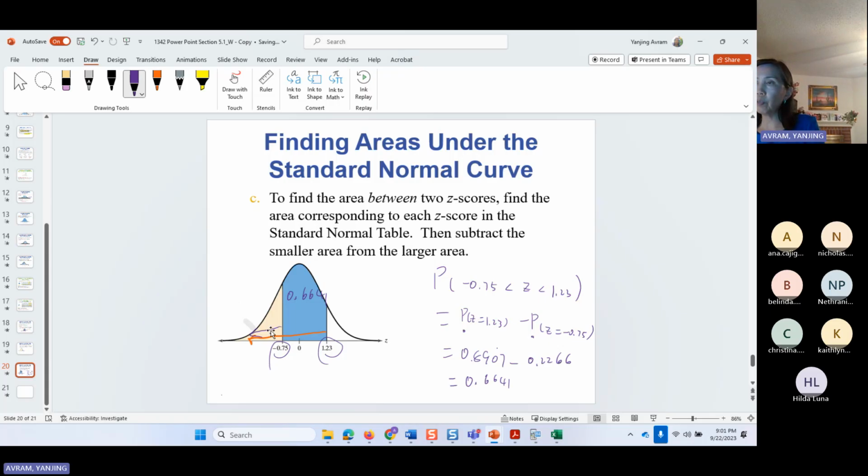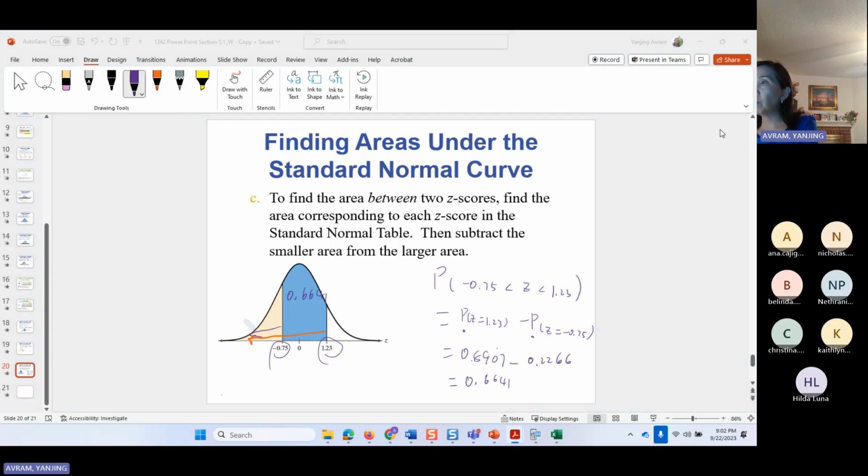First situation, if you want to find the area or the probability to the left, you just read the table. Second situation, if you want to find the area to the right, you just use 1 minus the area to the left. The third one: if you want to find the area in between, in the middle, you will need to use the bigger area minus the smaller area. All right, any questions?